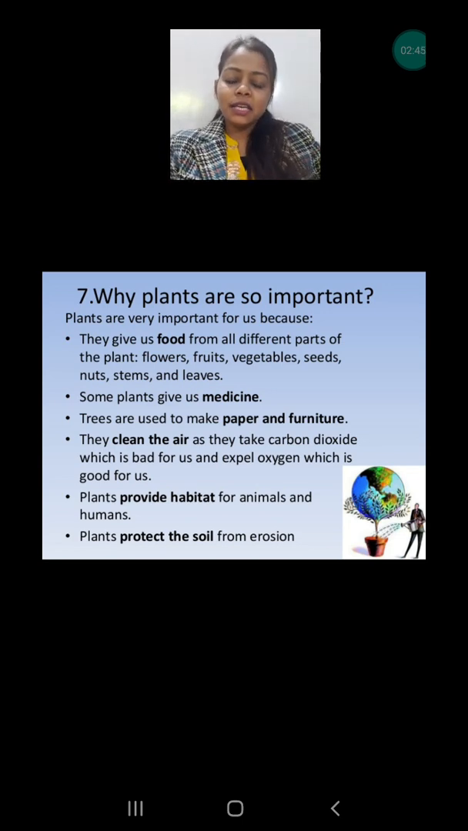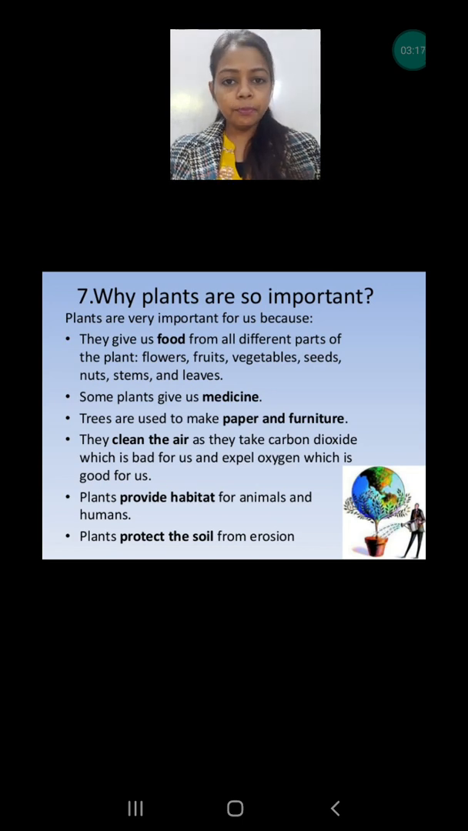The first, as I just told you, is that it gives us food. We get fruits, vegetables, nuts, seeds and leaves. Sometimes we eat leaves as food also, like spinach, coriander, mint. These are all leaves that we use as food. So first of all, plants give us food, which is very important for us. It is providing food not only for human beings, it is providing it to other animals also. That's why it is very important.